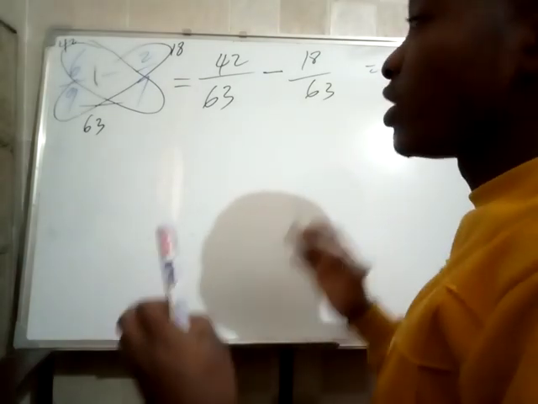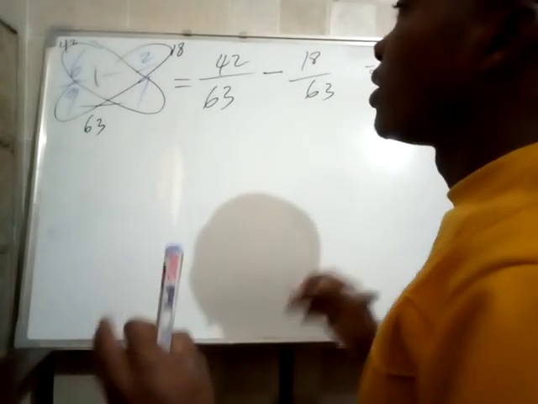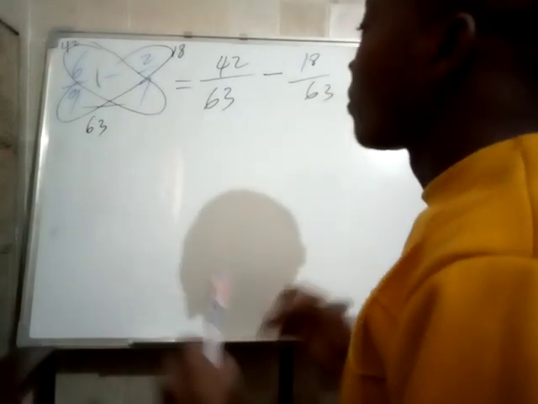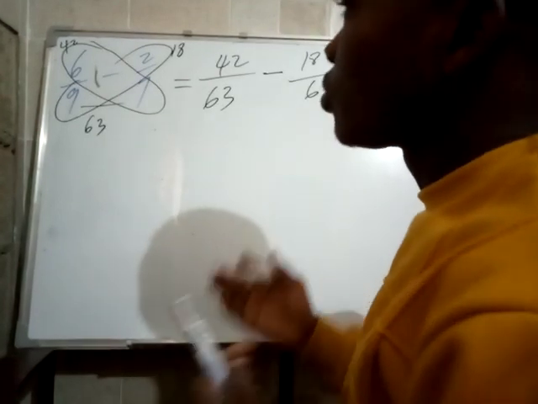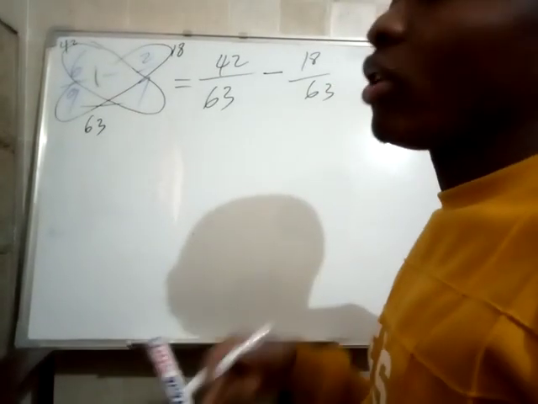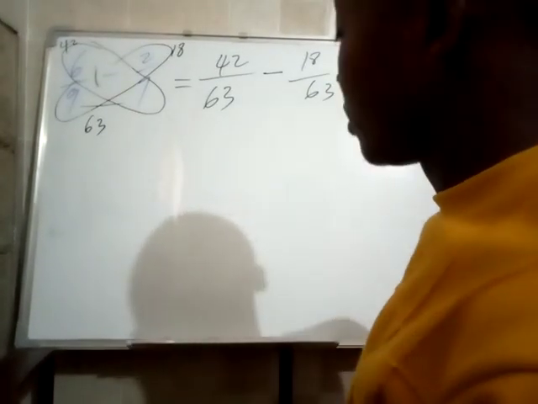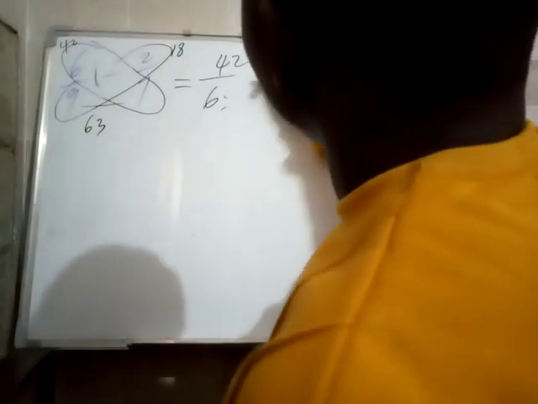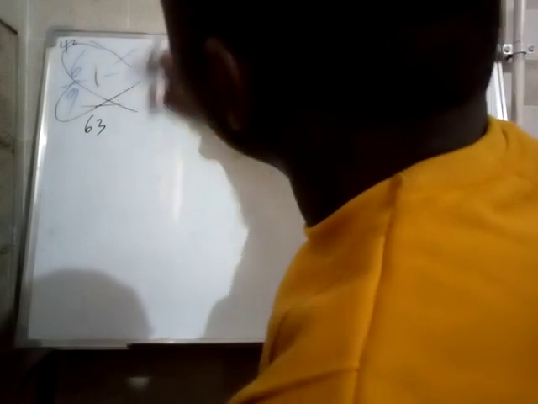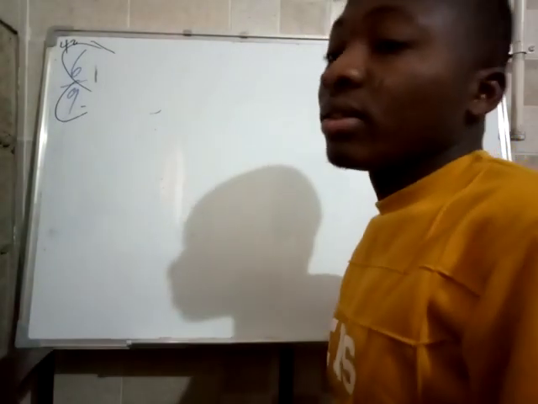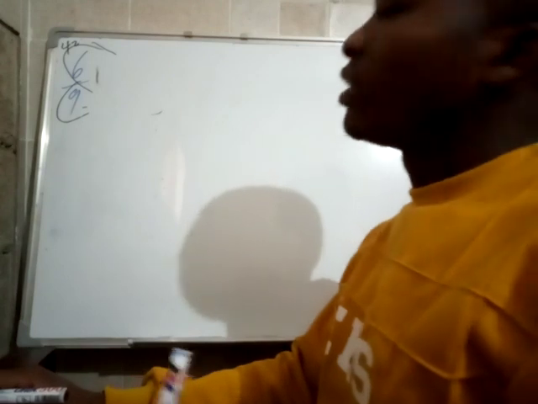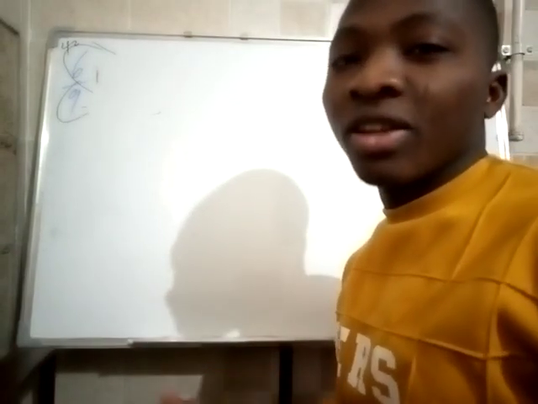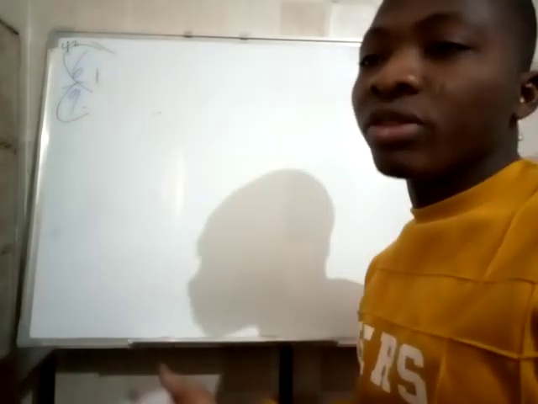This is the process we use when we want to add or subtract fractions with unlike denominators. There are other steps and another way to add and subtract fractions with unlike denominators, but we are looking at only one way today. This is the end of the video. Practice makes perfect. If you practice more, you get used to the math and you know it very well.